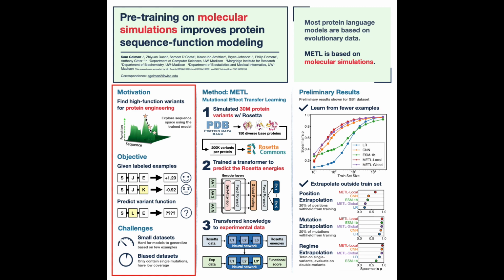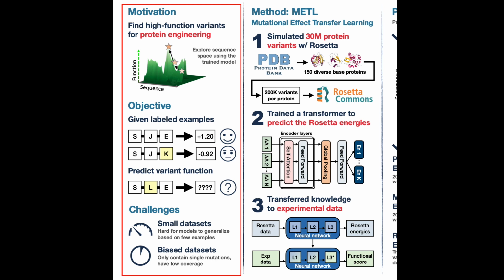The motivation for this work is to do protein engineering, where we want to modify proteins to have a desired function. Scientists have created labeled datasets that contain tens, hundreds, or thousands of protein variants, and each variant has an associated functional score, telling us how functional that variant is for a specific functional property. Our goal is to create a model that can predict the functional score given the protein sequence. Then we can use that model to explore the space of possible sequences and find the ones with high function.